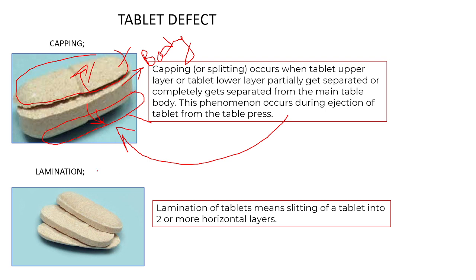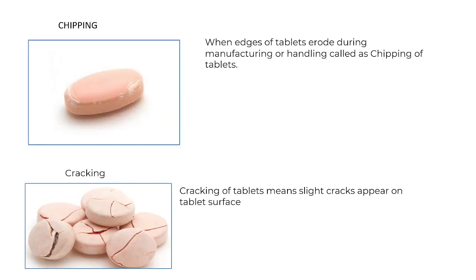Next one is lamination. Lamination is nothing but splitting of the tablet into two or more horizontal layers. This is one layer, second layer, third layer. Like that, lamination is splitting of the tablet into two or more than two horizontal layers. We can call it lamination.